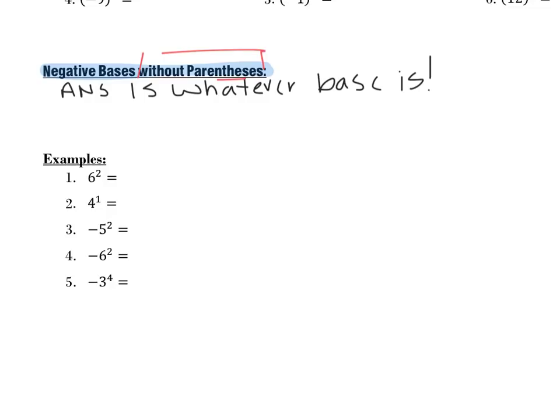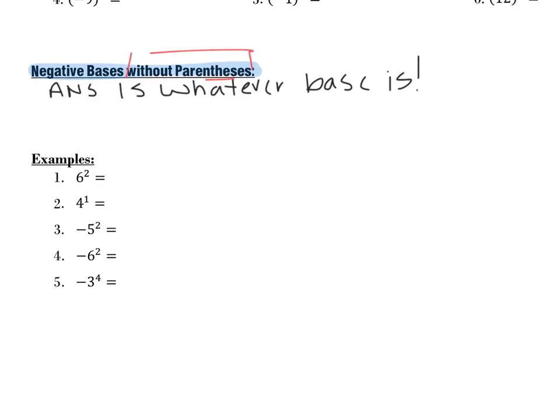If I look at number 1, what's my base? My base is 6. Is 6 positive or negative? It's positive, so my answer is going to be positive. So 6 squared is what? 36. All right, look at number 2. What's your base? My base is 4. It's not in parentheses. Is it positive or negative? It's positive. So 4 to the first power is just 4, because essentially it's just 1 time you're writing it.